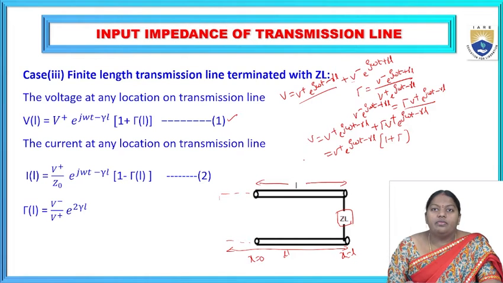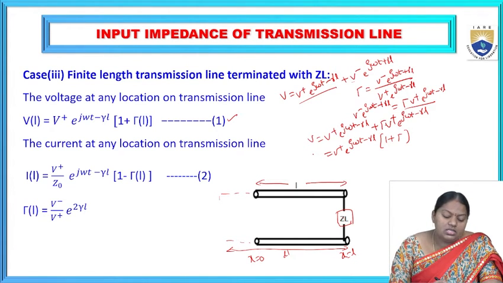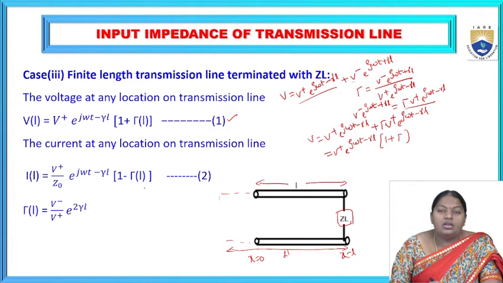This analysis we have already done in the previous lectures. Now from that I have taken V of L is equal to V plus e power j omega t minus gamma L into 1 plus gamma of L, where L is the finite length of the transmission line, and consider this as equation number 1. Now the current at any location on the transmission line. The voltage we have considered as V of L is equal to this equation, and similarly for current, I of L, as we derived in the previous equation, is given by V plus by Z naught e power j omega t minus gamma L into 1 minus gamma of L. So V of L and I of L are equations number 1 and 2.